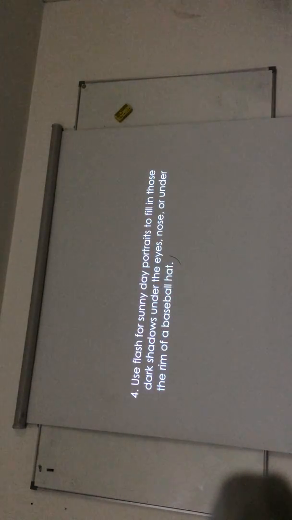Move on. Now use flash on a sunny day. If you go to the beach, for example, or a day where it's sunny, with the sun at the back of the person's head, you need to use flash. Why? It becomes balanced. Clear? So you will get this kind of result. Okay.